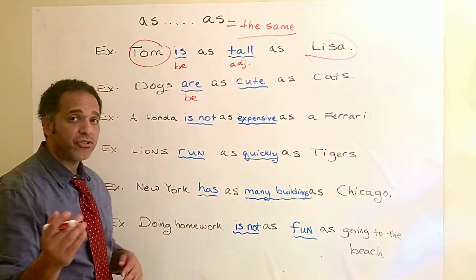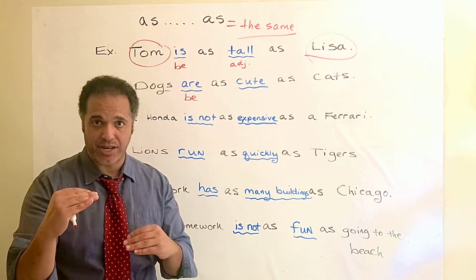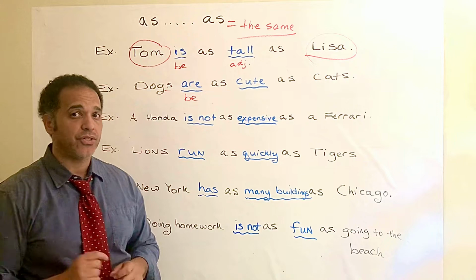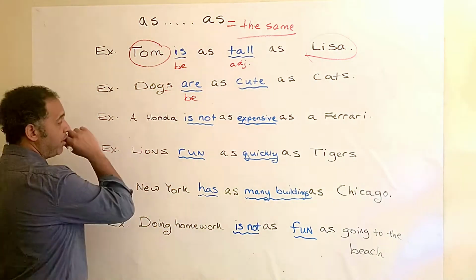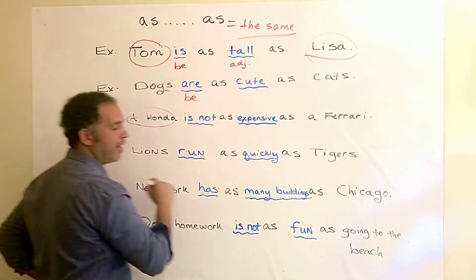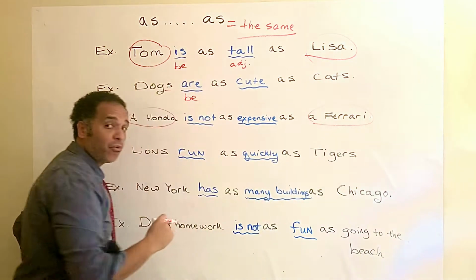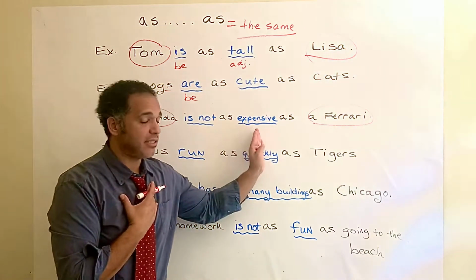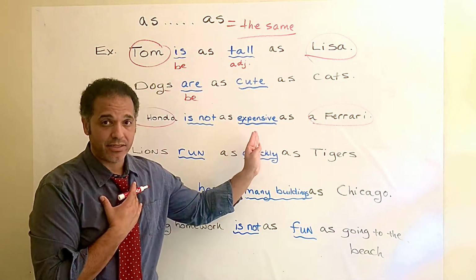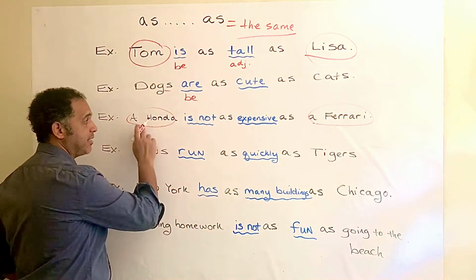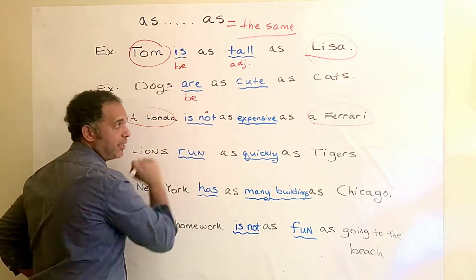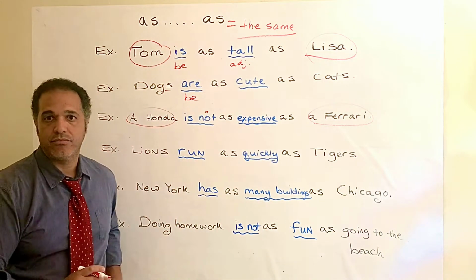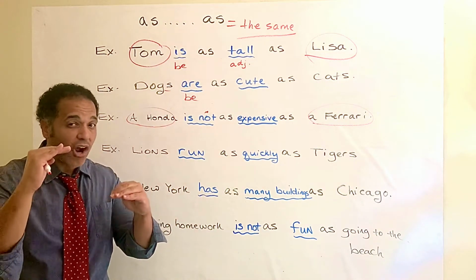Now, if you want to say something is not the same, you can also do it using this particular sentence structure in English. For example, let's say that I'm comparing a Honda to a Ferrari. Okay? Hondas are great cars. I have one. But let's say I'm talking about how expensive. Well, what I can say is a Honda is not as expensive as a Ferrari. So, in this case, I'm saying that they are not the same.